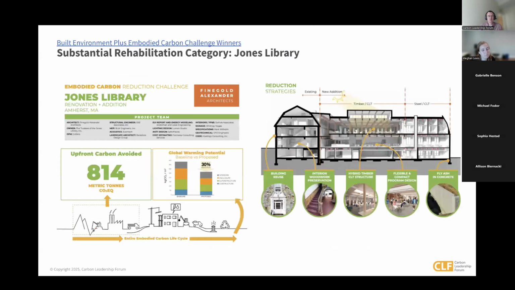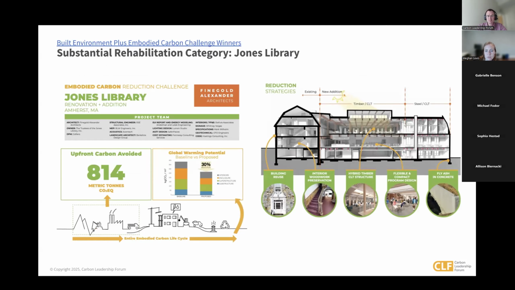I'm also going to share a few, because I have them. I really like this Built Environment Plus Embodied Carbon Challenge. This was a competition in Massachusetts that ran last year. And I can't remember how much money the winners got. I'm sure it wasn't some enormous amount, but it's just fun to see the projects that submitted.